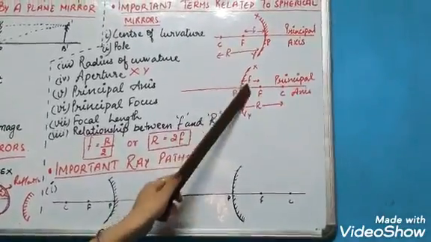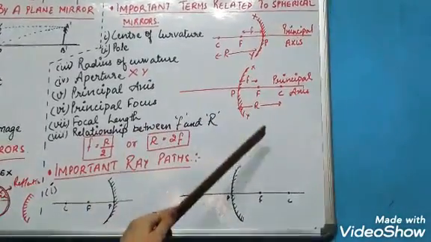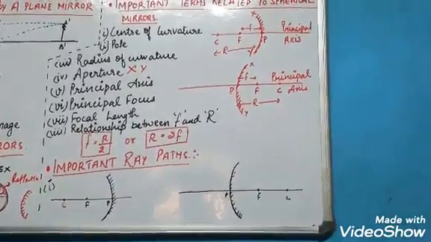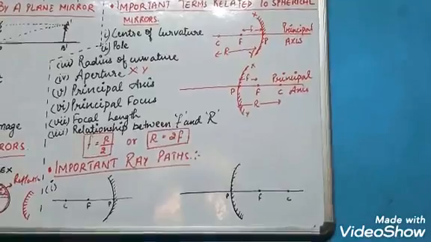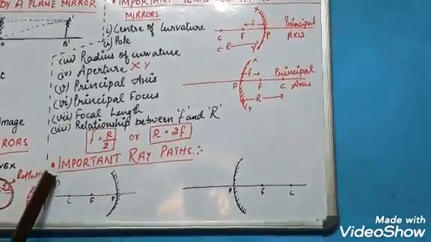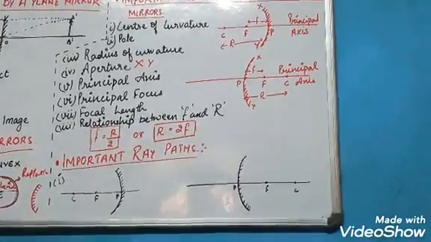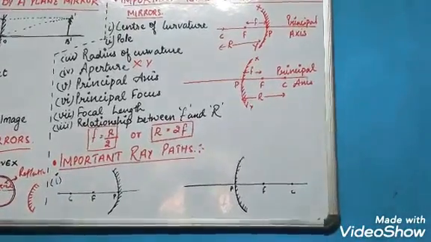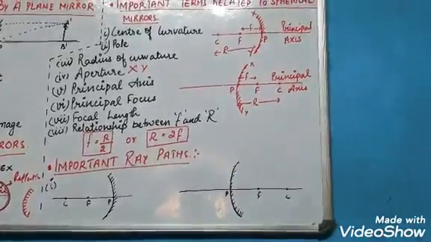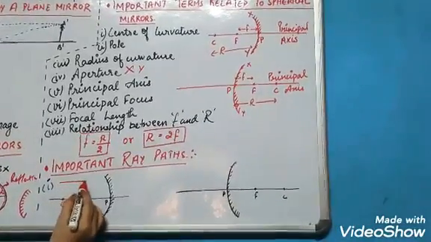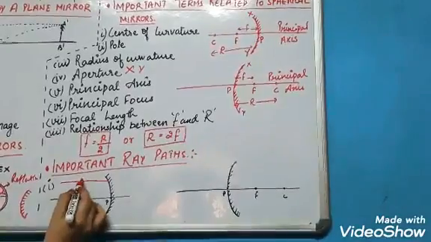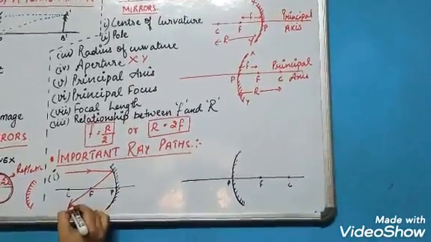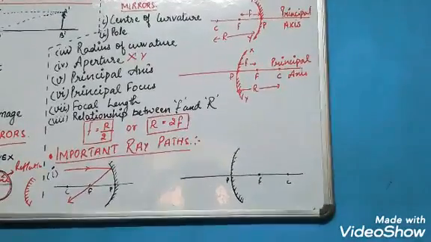Okay, that means if you are taking the radius of the sphere as 6 cm, then the focal length will be 3 cm. Clear to you all? Then comes important ray paths, because without this you cannot make the ray diagrams. So the first important ray path: if the ray is coming parallel from the object, it will reflect back and pass through the focus. It will reflect and pass through the focus.